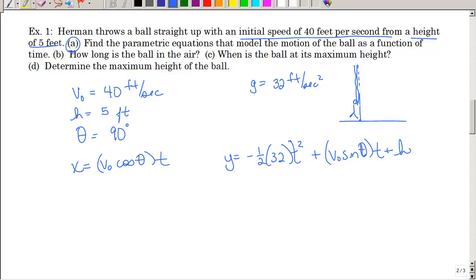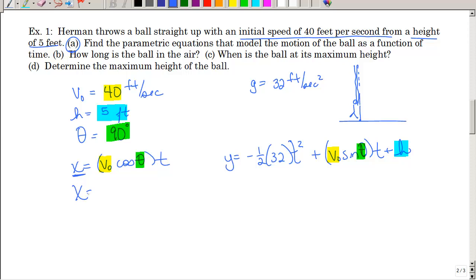What do we know? Well, we know v naught is 40, so we could put that there. We also know that theta is 90 degrees, so we could put that there. And we also know h, so we can put that there. First of all, look at your picture. Do you have a horizontal part? If you throw a ball straight up into the air and it comes straight back down, is it going to go anywhere side to side? No, but let's just look at that.